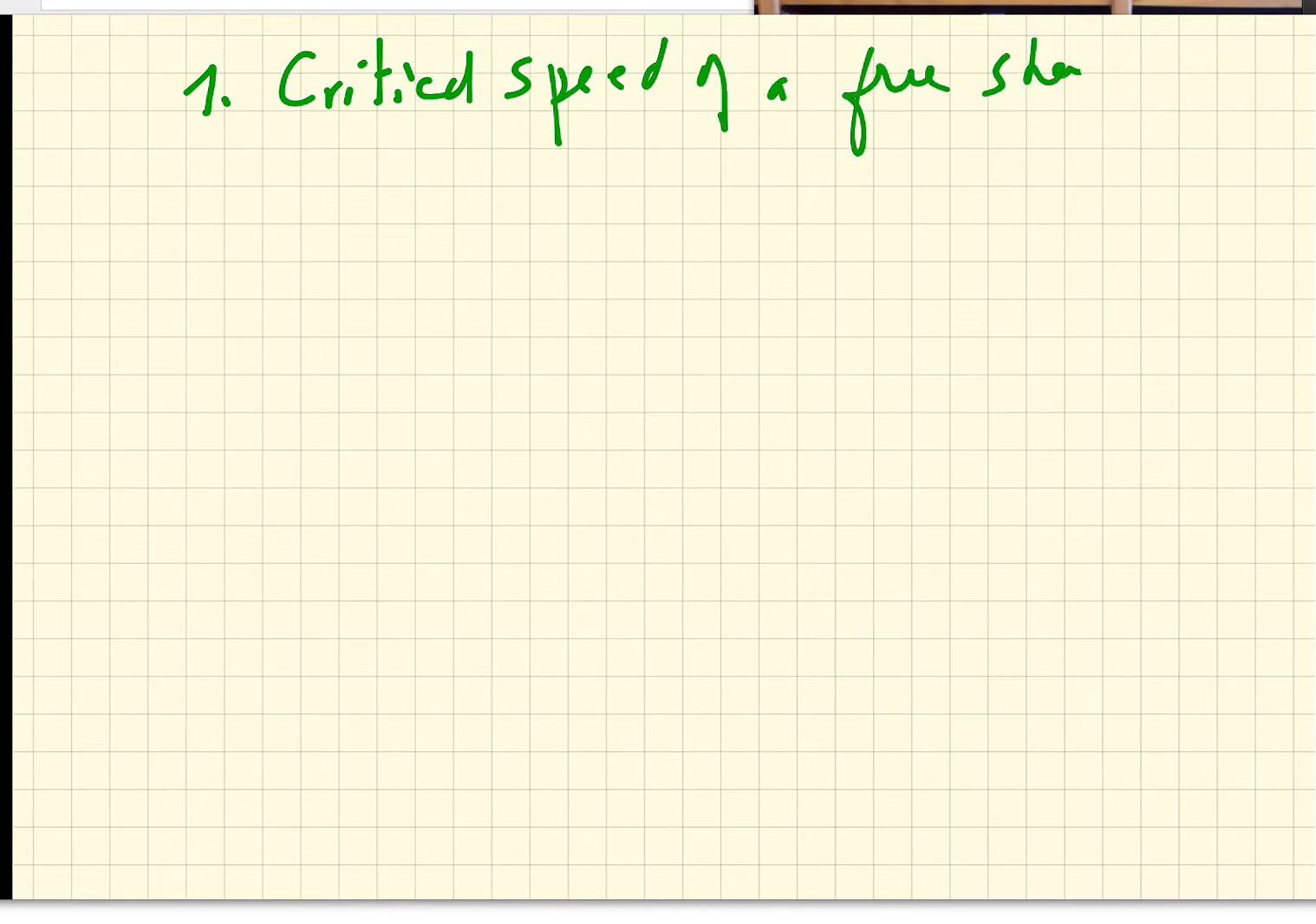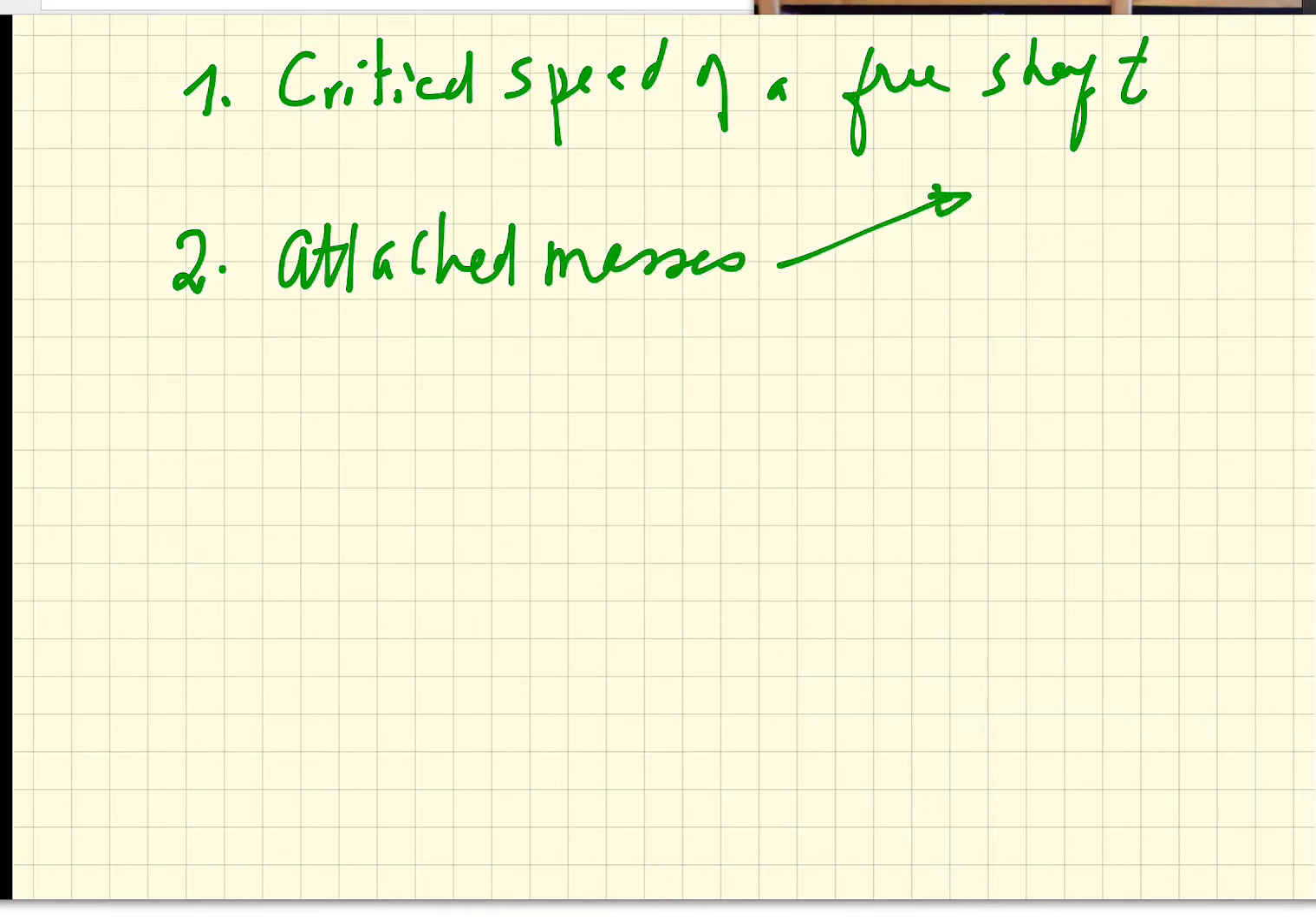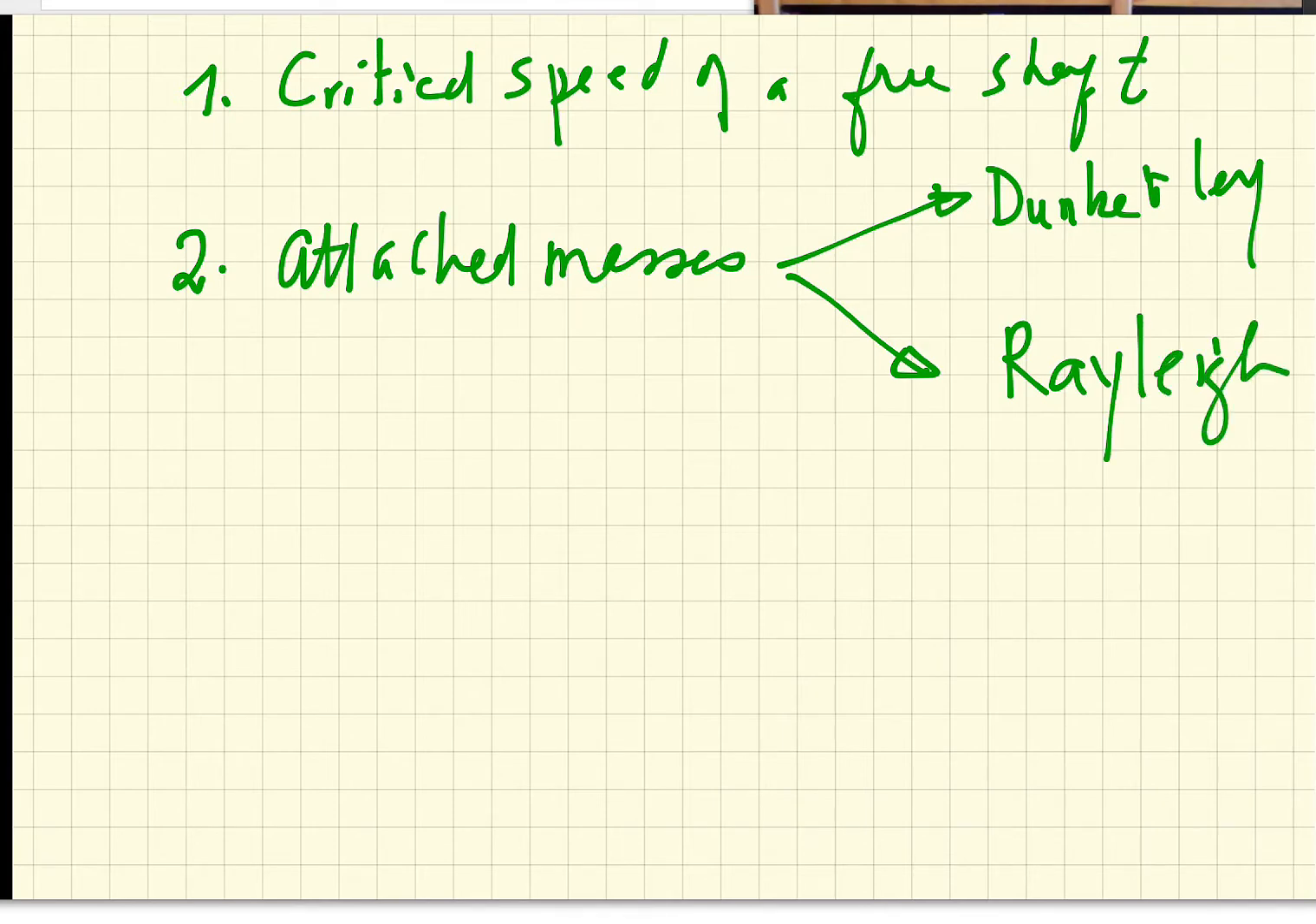So the procedure that we will follow will be like this. Number one is the critical speed of a free shaft. In this case, we will find the critical speed, we will derive it. And then number two, when we have attached masses or distributed masses, then we will go into two methods. One method is called the Dunkerley equation, and the other one is based on an approximation by Rayleigh. So we will derive Dunkerley, and then we will use Rayleigh to compare. So let's start with the first idea.